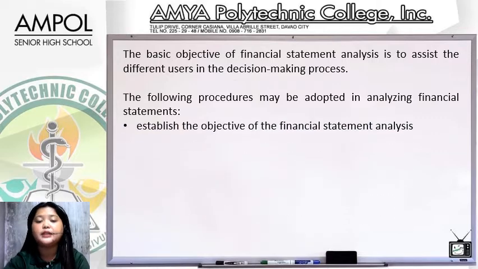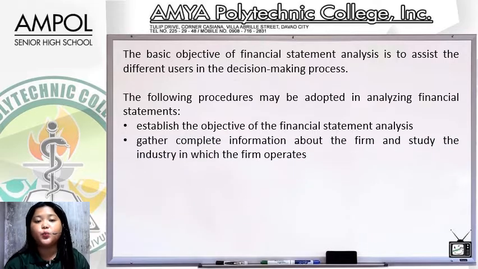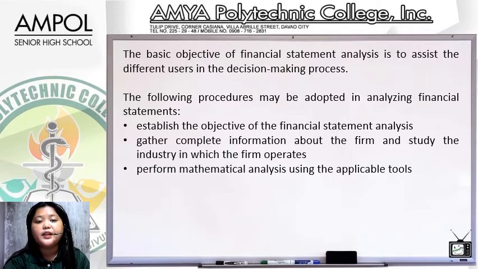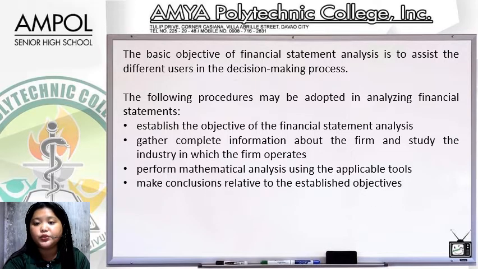The following procedures may be adopted in analyzing financial statements. The first one is to establish the objective of the financial statement analysis. The second is to gather complete information about the firm and study the industry in which the firm operates. Then perform mathematical analysis using the applicable tools, and make conclusions relative to the established objectives.